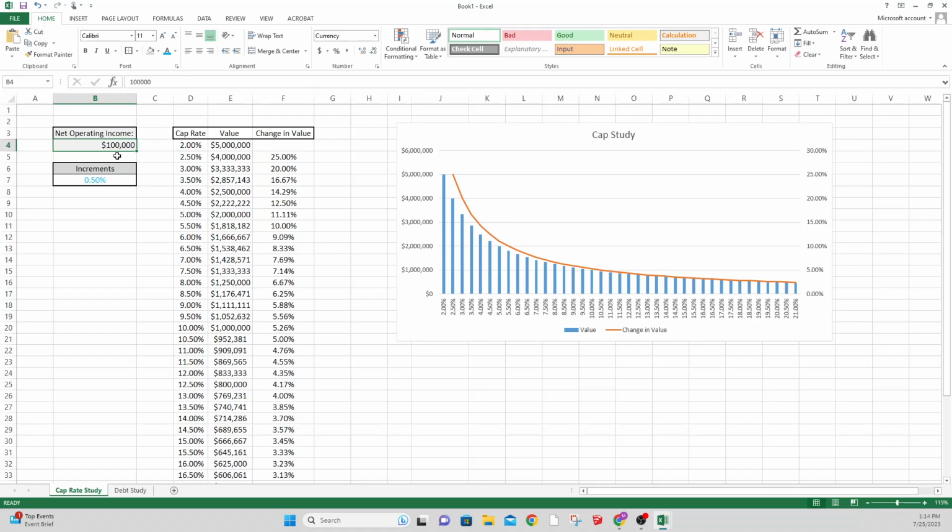In this case, I assumed a hypothetical $100,000 yearly net operating income, and then the cap rate, which would then compute to the valuation of what the building would sell for, and I was almost looking to see if there are any trends or anything that can be taken away from this.